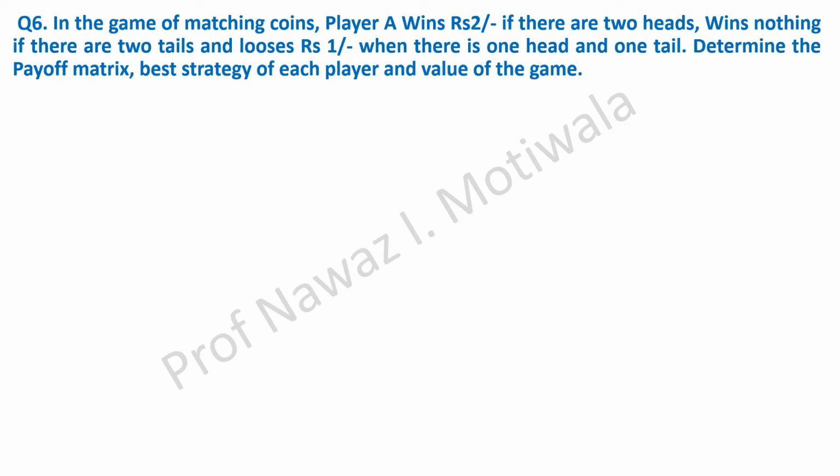They have given that player A wins ₹2 if there are two heads. So if both of them show heads, player A wins ₹2. He wins nothing, that means he gets 0, if there are two tails. If both showed tails, he will be winning nothing. And he loses ₹1 when there is one head and one tail. So determine the payoff matrix, best strategy for each player and value of the game.